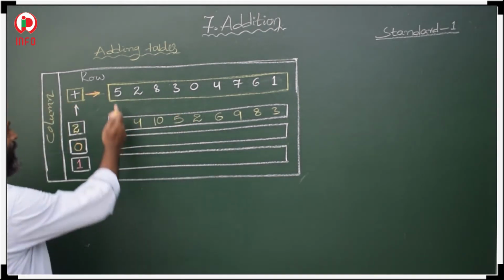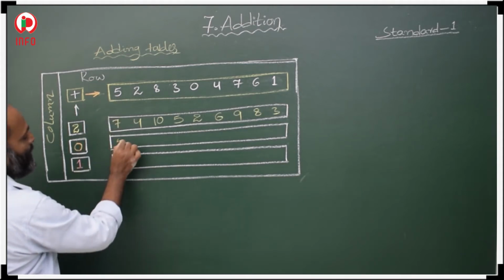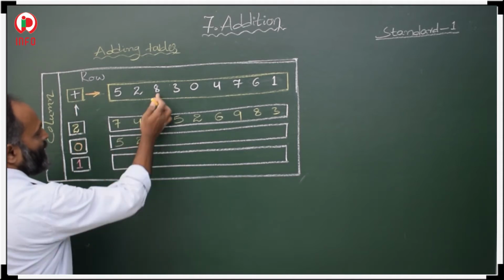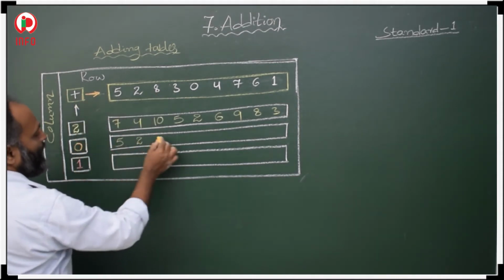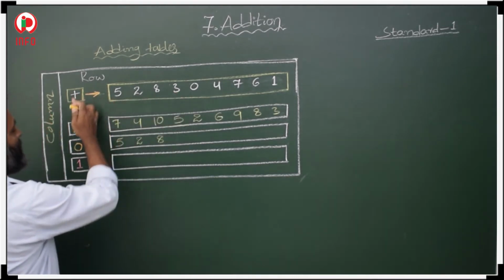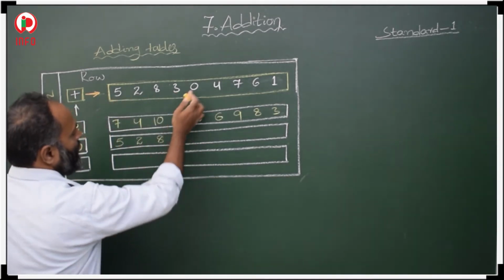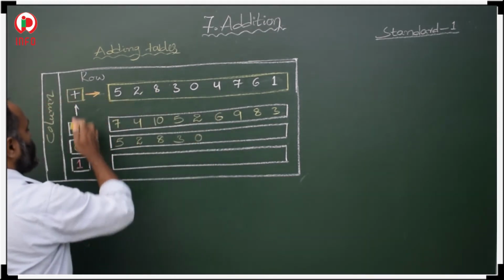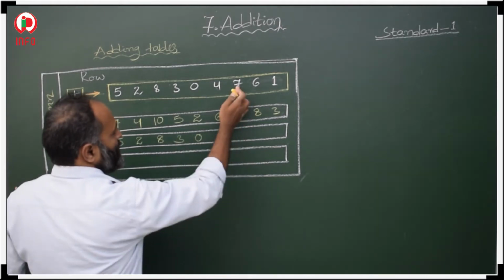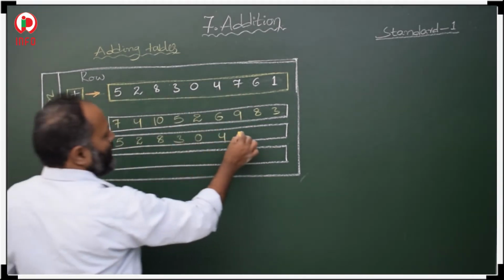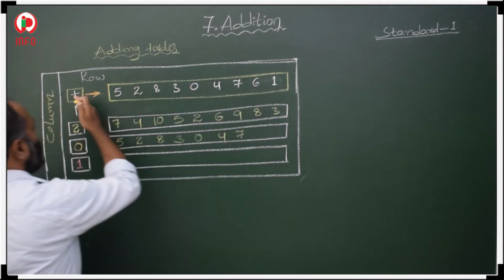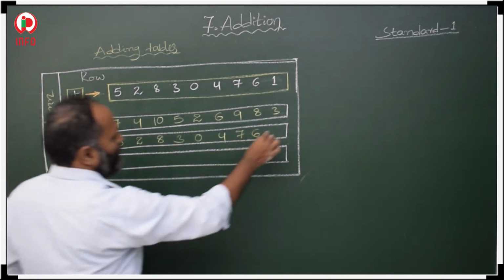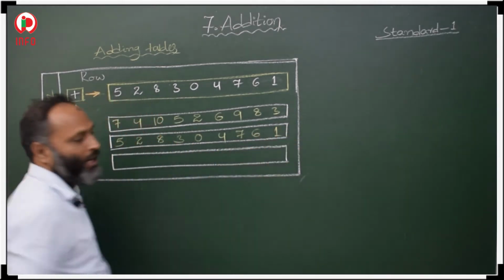How? 5 plus 0, 5. 2 plus 0, 2. 8 plus 0, 8. 3 plus 0, 3. 0 plus 0, 0. 4 plus 0, 4. 7 plus 0, 7. 6 plus 0, 6. 1 plus 0, 1. In this way we have to add.